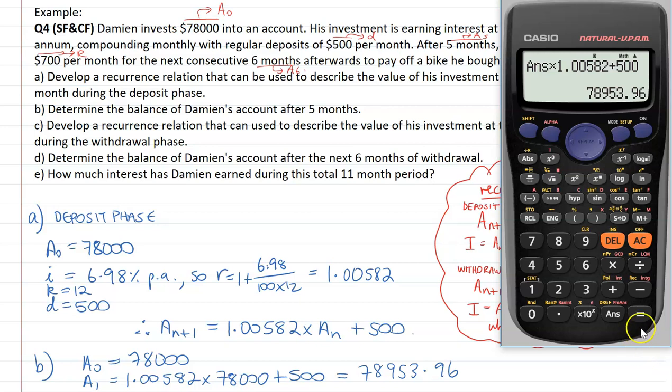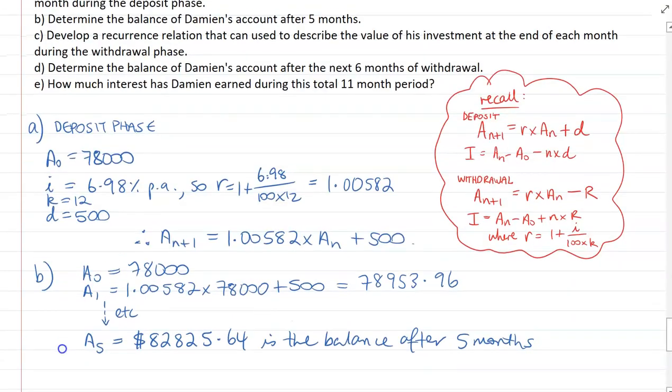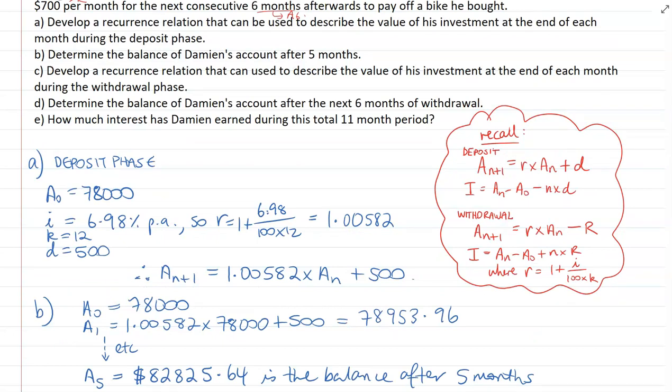But from then on, it's okay if you just go through the iterations on your calculator. So we're after the 5th month, that's the 1st, 2nd, 3rd, 4th. The 5th month, he'll have a balance of $82,825.64. Alright, we then move on to the withdrawal phase. So this is where he's taking $700 per month for the next 6 consecutive months.